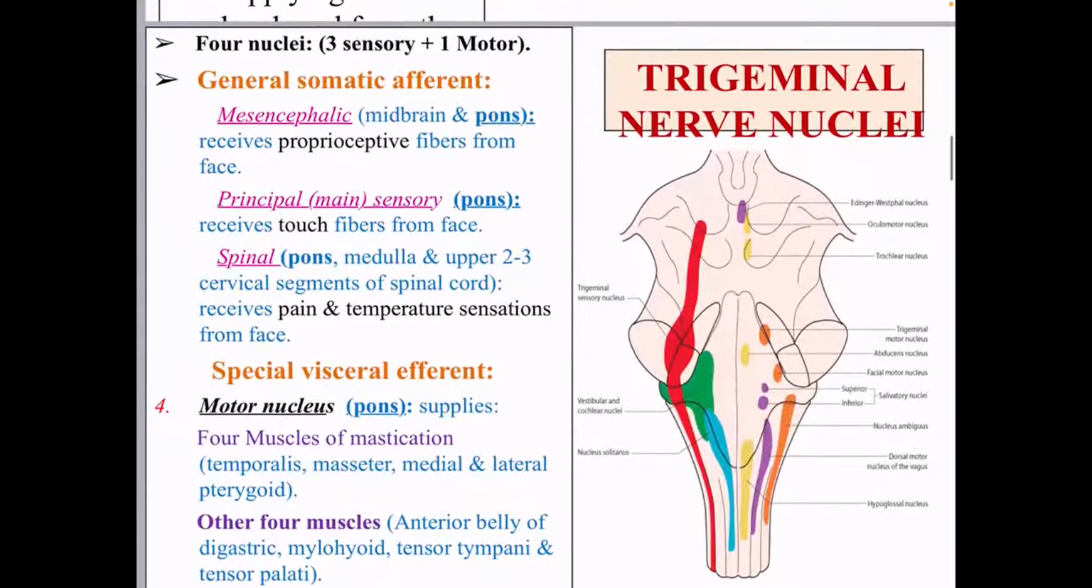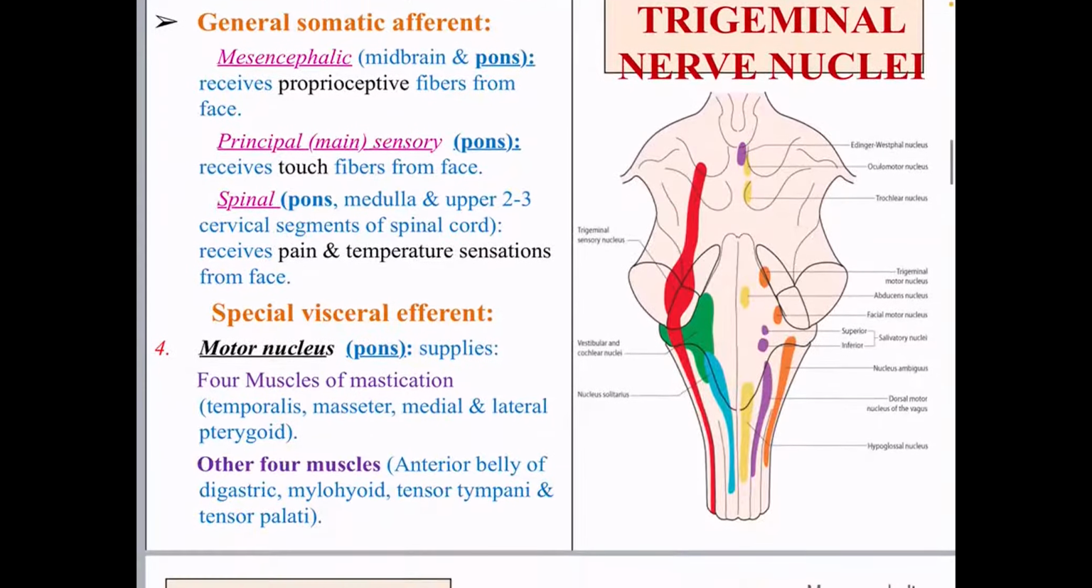The trigeminal nuclei are three sensory plus one motor. The general somatic afferent: mesencephalic, in the midbrain and pons, receives proprioceptive fibers from the face. Principal, the main sensory nucleus in the pons, receives touch fibers from the face. Spinal, in the pons, medulla, and upper two-thirds of the cervical segments of the spinal cord, receives pain and temperature sensation from the face.